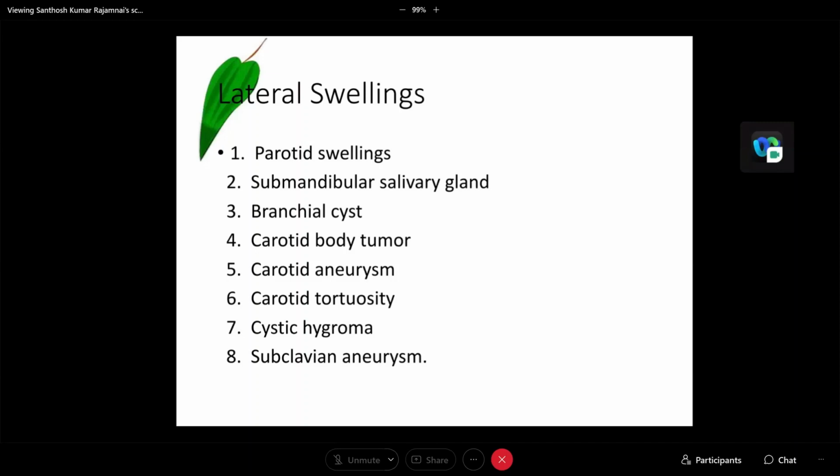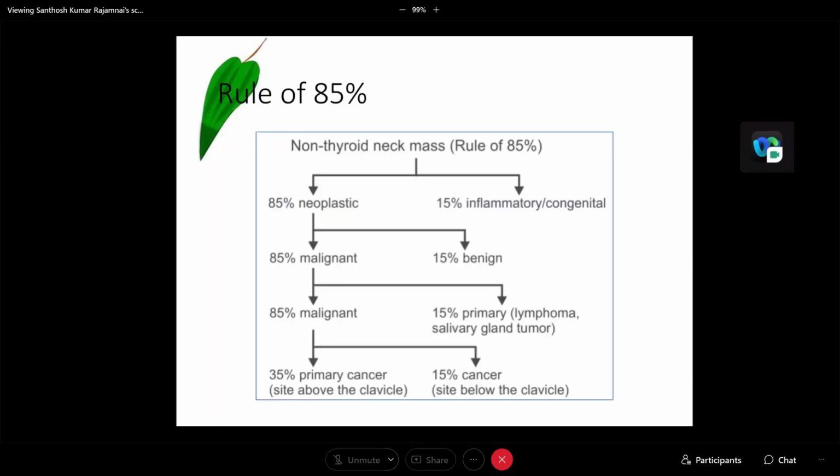Lateral swellings, again, lateral swellings are parotid swelling, submandibular swelling, I already told you, branchial cyst, carotid body tumor, carotid aneurysm, carotid tortuosity, cystic hygroma, and subclavian aneurysm. So I'll be talking a little bit more detail about all this.